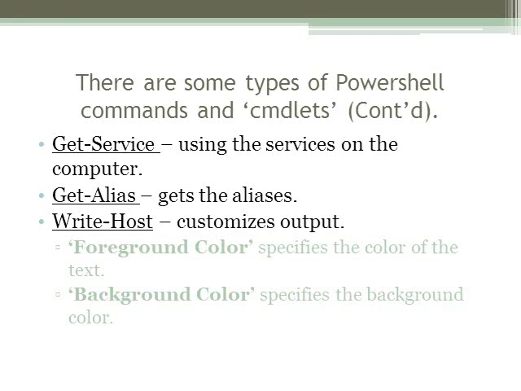So there are more types of PowerShell commands and cmdlets, like the Get-Service command. The Get-Service command gets the services on the computer and shows a lot of lists on your Windows PowerShell ISE. Now the Get-Alias command gets all the aliases on the computer.